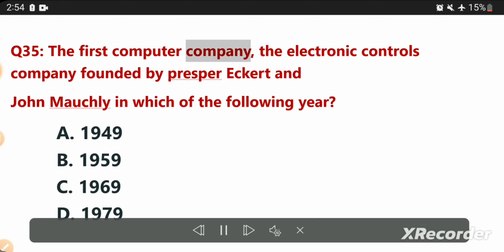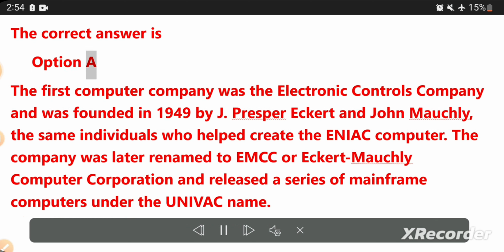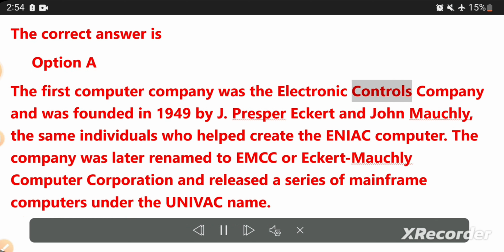Q35. The first computer company, the Electronic Controls Company, was founded by Presper Eckert and John Mauchly in which of the following years? 1949, 1959, 1969, 1979. The correct answer is option A. The first computer company was the Electronic Controls Company and was founded in 1949 by J. Presper Eckert and John Mauchly, the same individuals who helped create the ENIAC computer. The company was later renamed to EMCC or Eckert-Mauchly Computer Corporation and released a series of mainframe computers under the UNIVAC name.